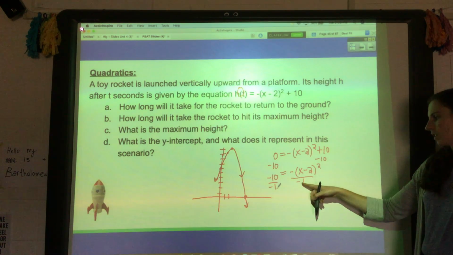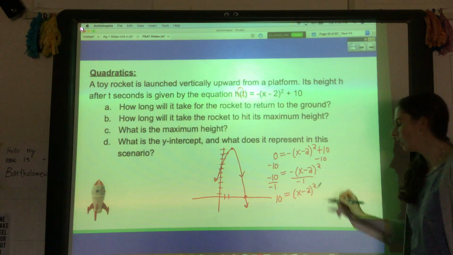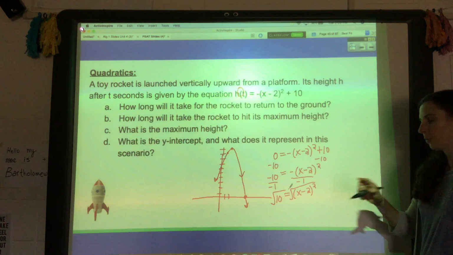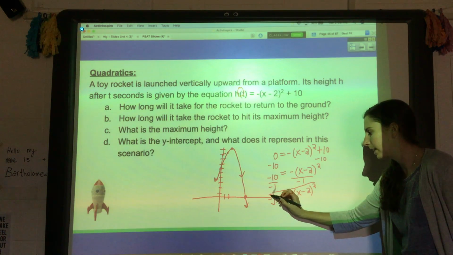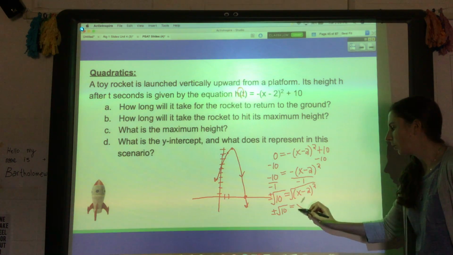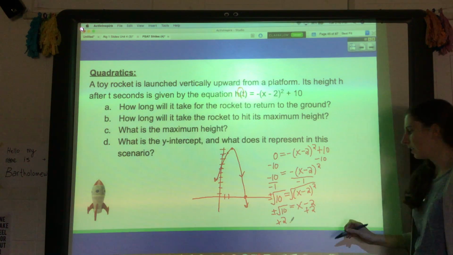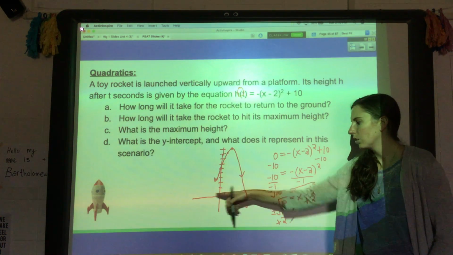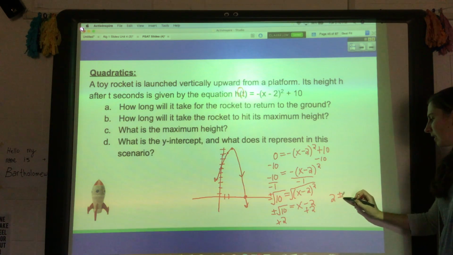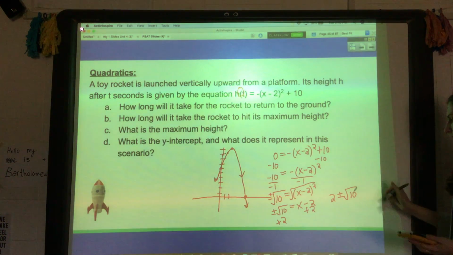I got to get rid of this negative, so divide by a negative 1. So 10 equals (x minus 2) squared. Then I could square root both sides to get rid of the squared. When you do that, don't forget plus and minus when you square root. So plus or minus square root of 10 equals x minus 2. And finally, I'll add 2 to both sides. And so the x values where this hits the x-axis are at 2 plus or minus the square root of 10. If you want to get an actual decimal out, you'll need to split that up.